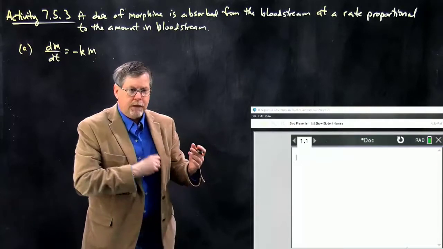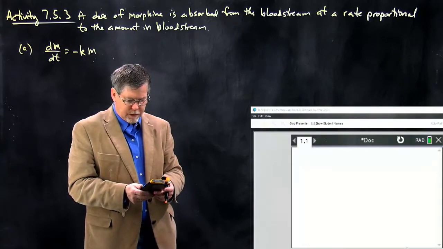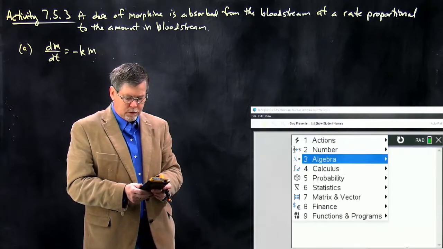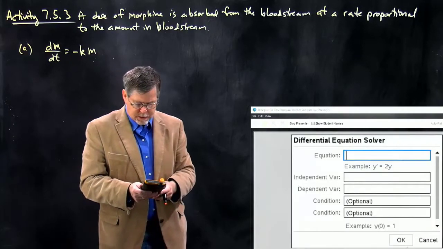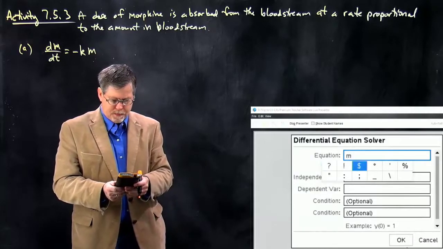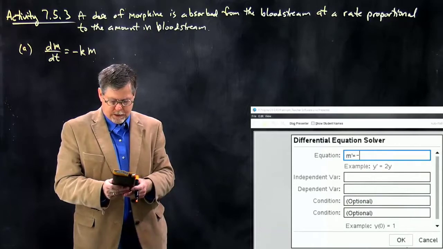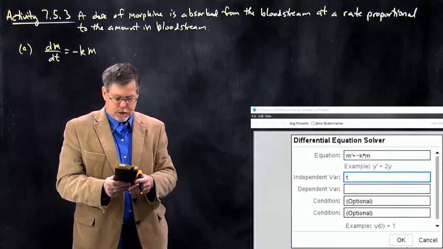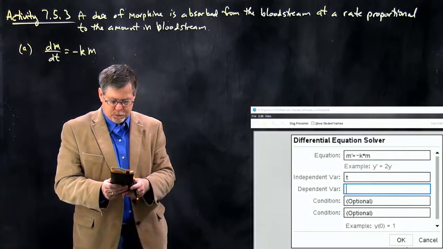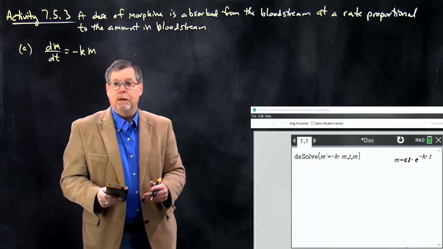If you don't believe me, we can actually use the differential equation solver and show you what we're going to have there. So let's go down to the differential equation solver. M prime, the derivative, is equal to minus K times M. My independent variable I'm going to call T for time. Dependent variable is M. There you go.